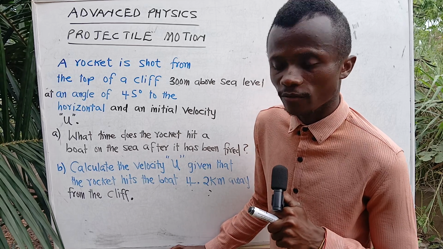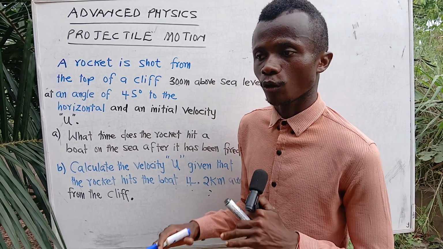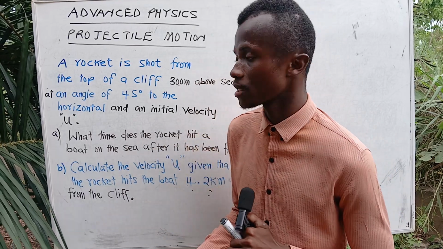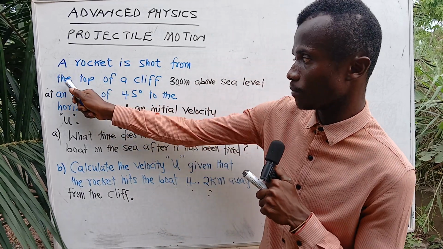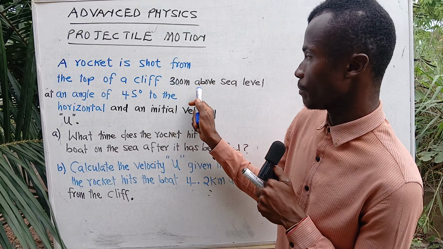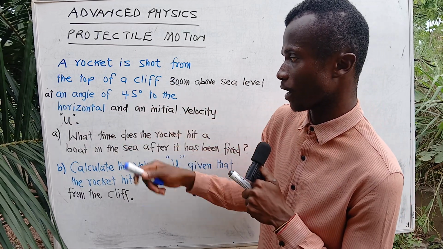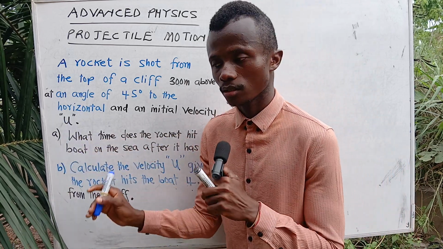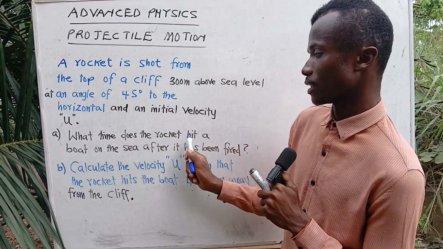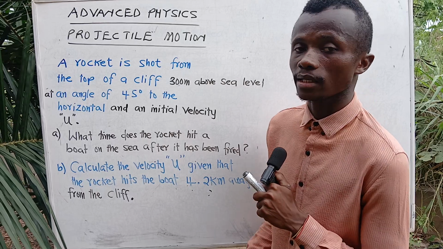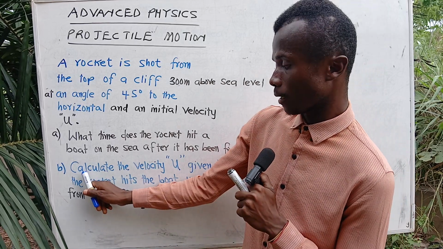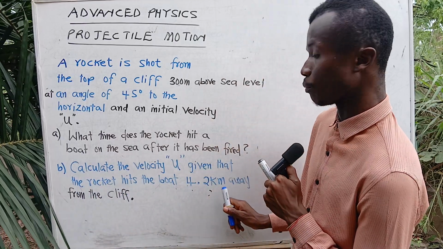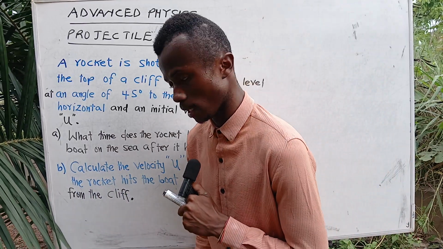The vector equations for projectile motion have already been established, and it is time for one application of it. A rocket is shot from the top of a cliff 300 meters above sea level at an angle of 45 degrees to the horizontal and an initial velocity u. What time does a rocket hit a boat on the sea after it has been fired? Calculate the velocity u given that the rocket hit the boat 4.2 kilometers away from the cliff.